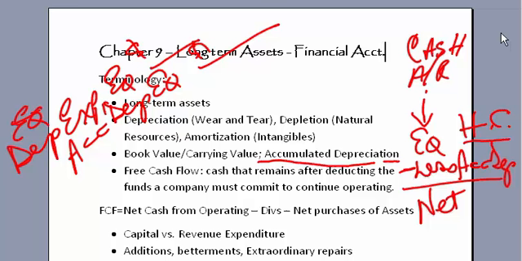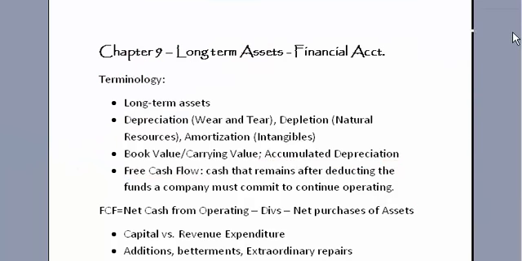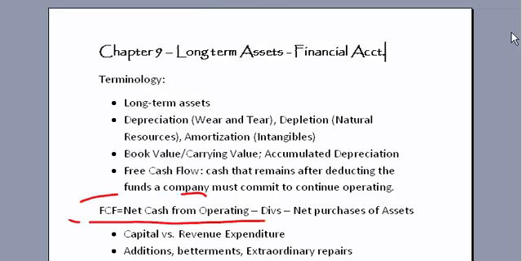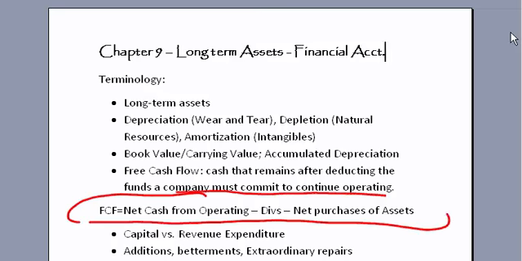The next concept is free cash flow. Free cash flow is the cash that remains after deducting the funds a company must commit to continue operations. That's a calculation that we can make. Free cash flow is net cash from our operating activities minus our dividends minus our net purchases of assets. Again, it's just a means of keeping track of how well the company's doing.